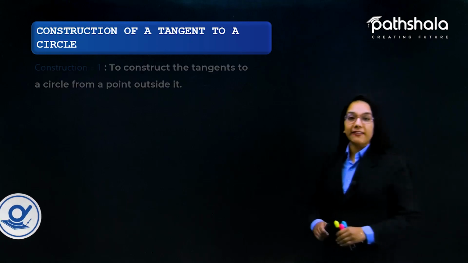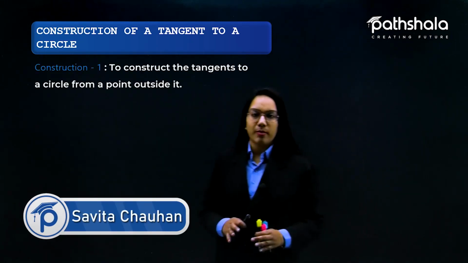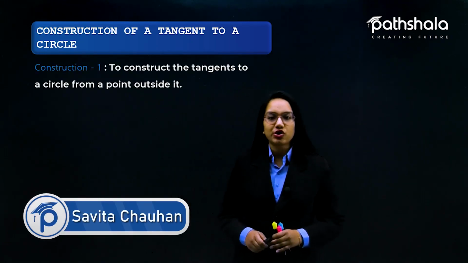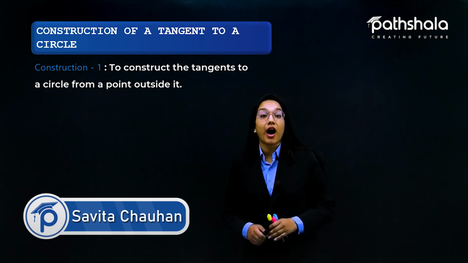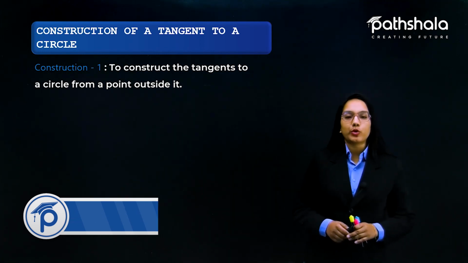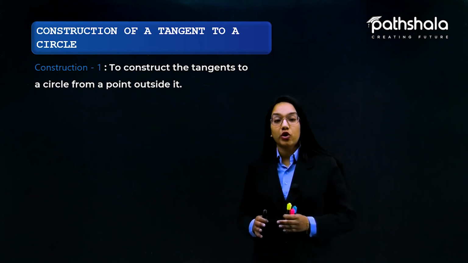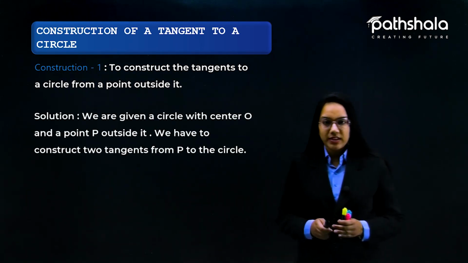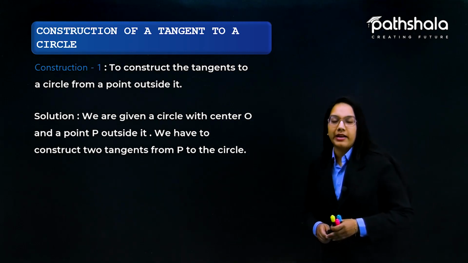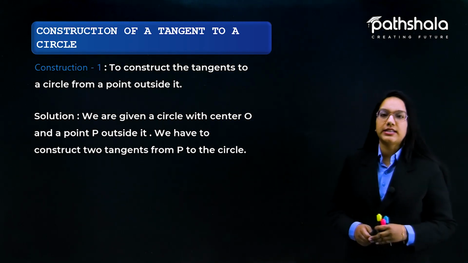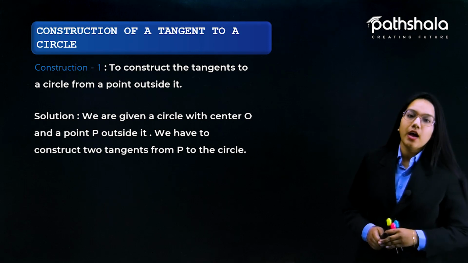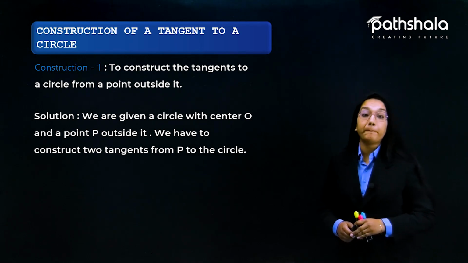So let's see the very first construction, construction number 1, which says to construct the tangents to a circle from a point outside it. Suppose there exists a point outside the given circle; then we have to draw the tangents. So what is given to us? We are given a circle with center O and the point P outside it. We have to construct two tangents from P to the circle.